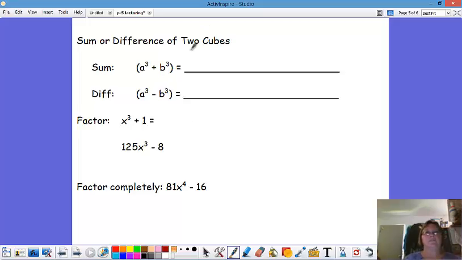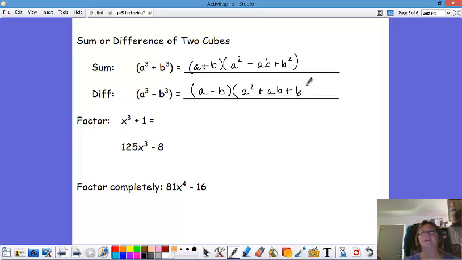For a sum of cubes, the factoring pattern goes this way. One of the factors will be a plus b, and the second factor will be a squared minus ab plus b squared. If it's a difference of cubes, the signs change. So a minus b is the factor that you can bring out, and the quadratic that will be left is a squared plus ab plus b squared. So a little bit of difference in the signs there.